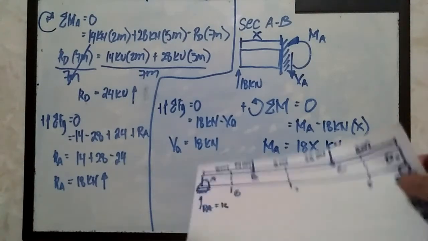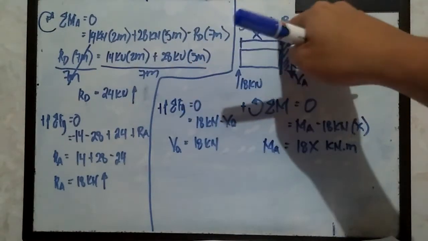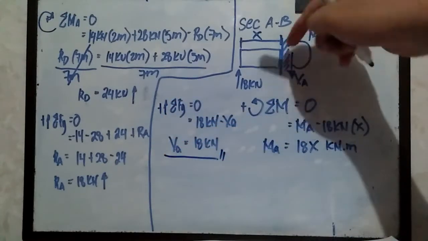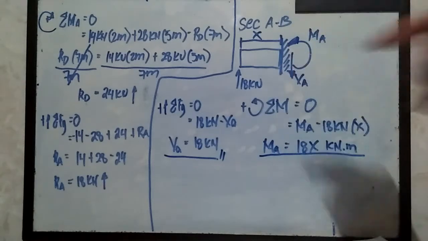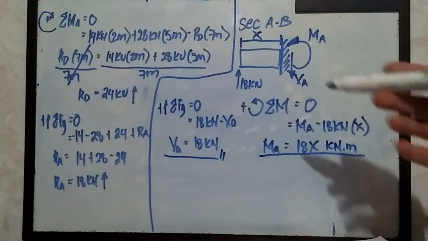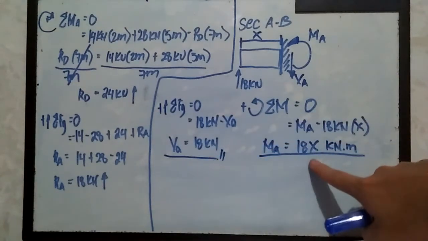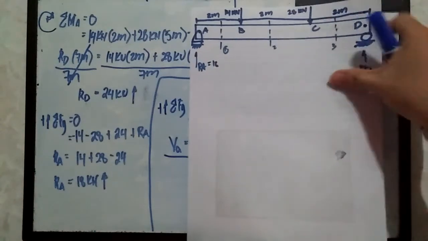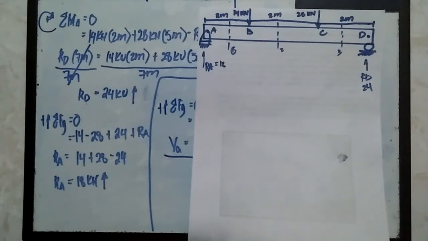So again, since we managed to solve for the left side of this section A-B, this is the shear force acting at this section, and we have here the bending moment acting at this section where we cut section A-B. So this is the formula for the shear force and the bending moment. And next we need to solve for section B-C. That is the second target that we need to solve for this case.